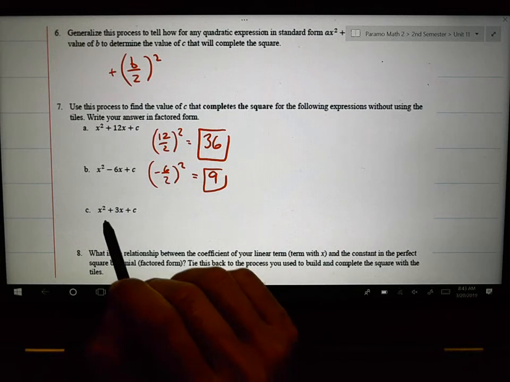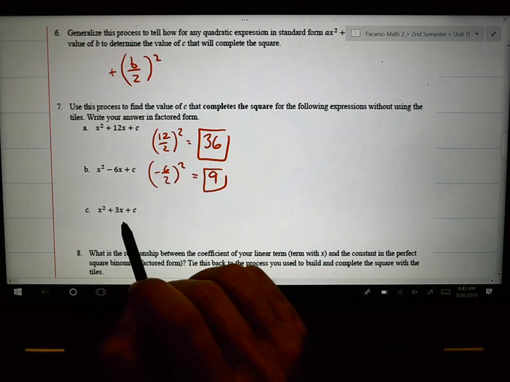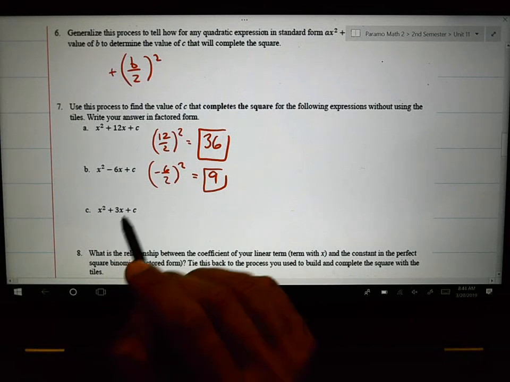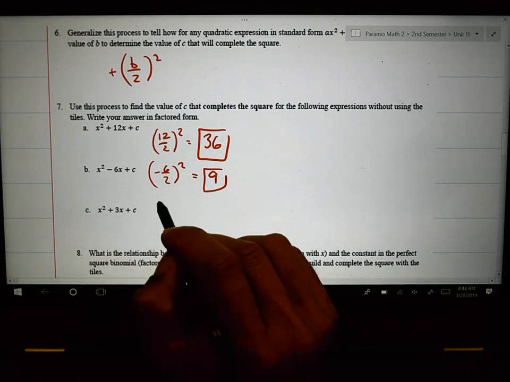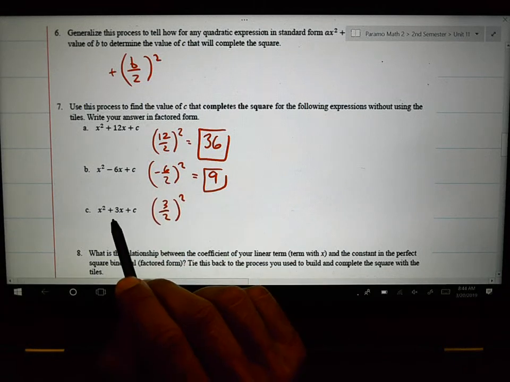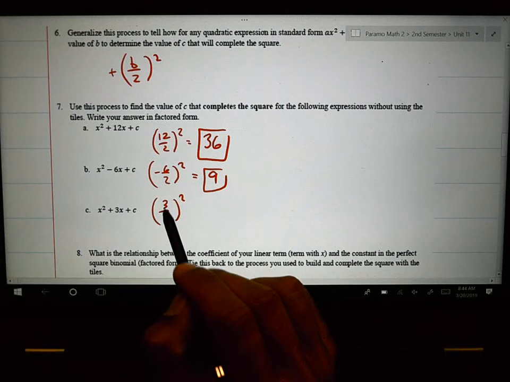And then x squared plus 3x. Uh-oh, this one doesn't come out nice and neat. So what does Mr. Paramo recommend? This is why we taught you fractions. If you take 3 and divide it by 2, don't go to a decimal. Keep it as a fraction. Put 3 over 2. It doesn't reduce.